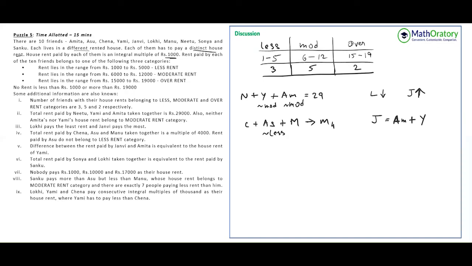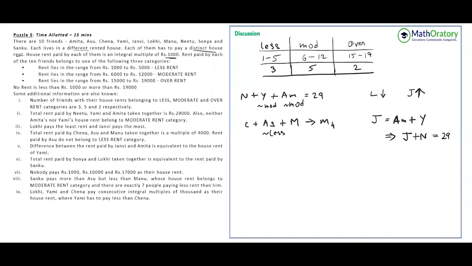Now, typically I would not do this in between, but because there is too much information, I might forget doing it later on. So I'll combine these two straight away because I can see this. This part is Amita plus Yummy, so that is Janvi's total, right? So this implies, I'll write an implication here, Janvi plus N is equal to 29. This might be helpful later on. Okay, so this is something we know, and this was point number 5.